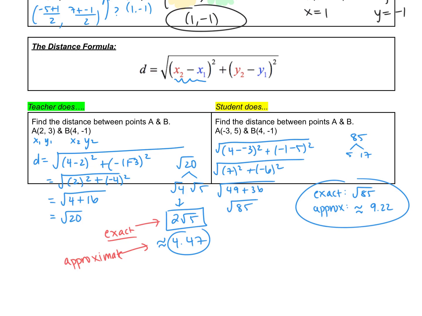If you look at my setup, it doesn't matter which x you start with. I started with the positive one. You have to remember you're subtracting. This negative does not count as subtracting. So it is 4 subtract negative 3, which gives us a positive 7 to square. Here then, negative 1 subtract 5. Negative 6 squared is positive 36. And then we have to remember at the end you're adding, not subtracting. So a lot of you had the right idea, and a few of you got the root 85, which is great.